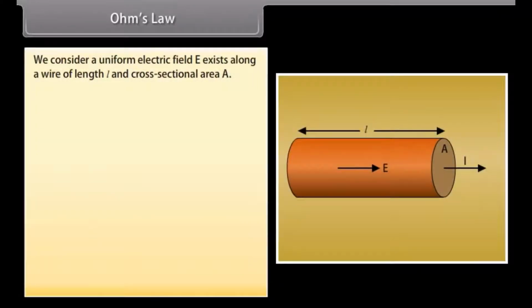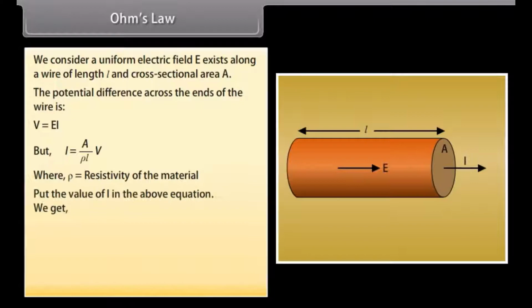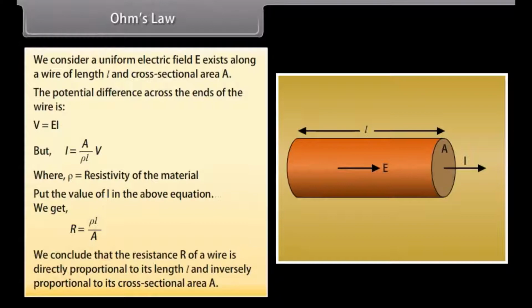We consider a uniform electric field E that exists along a wire of length L and cross-sectional area A. The potential difference across the ends of the wire is given by V is equal to EL, but I is equal to A upon rho L multiplied by V, where rho is the resistivity of the material. Putting the value of I in the above equation, we get the value of resistance, which is equal to rho L upon A. We conclude that the resistance R of a wire is directly proportional to its length L and inversely proportional to its cross-sectional area A.